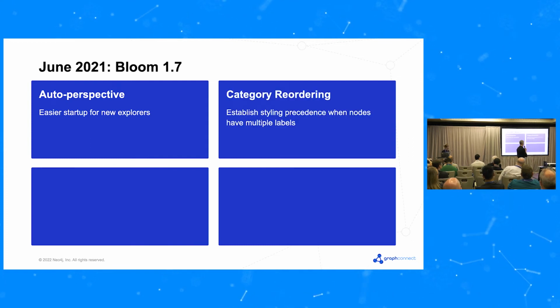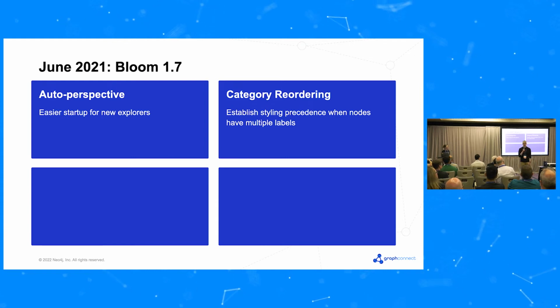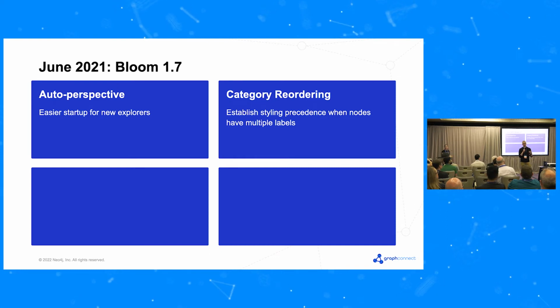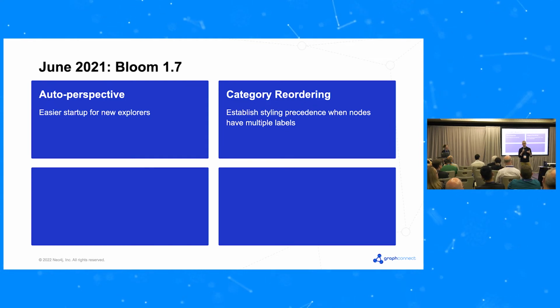We also introduced the ability to reorder categories. Of course, nodes can have multiple labels, and Bloom uses the concept of a category when it's building the perspective. So in the perspective designer on the left-hand side, which most of you will be familiar with, you've got the list of different categories. Often we have a one-to-one mapping between the category and a node label.